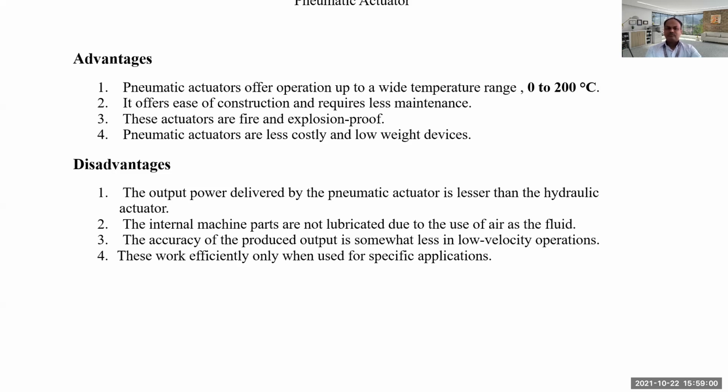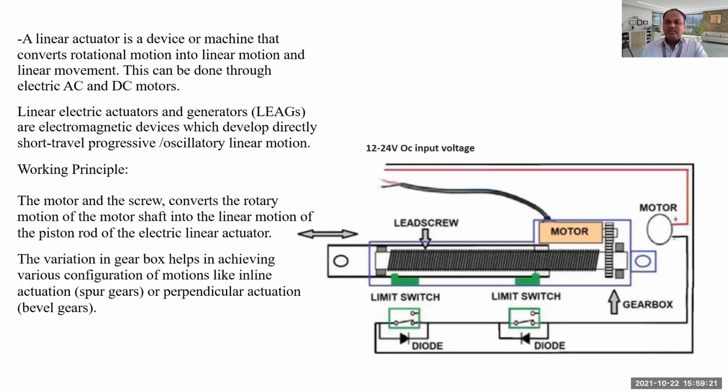Disadvantages: the output power will obviously be less than a hydraulic actuator. The internal machine parts are not lubricated due to the use of air. The accuracy of output is somewhat less in low velocity operations, and these work efficiently only when used for specific applications. And the last part of this chapter is the linear actuator.